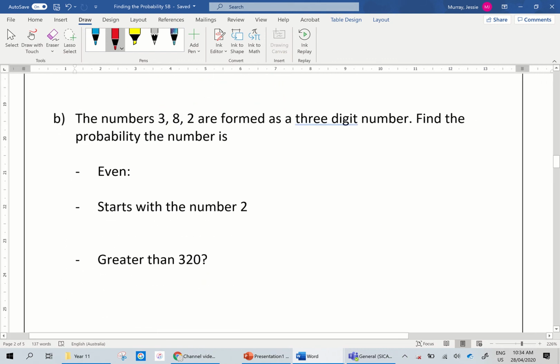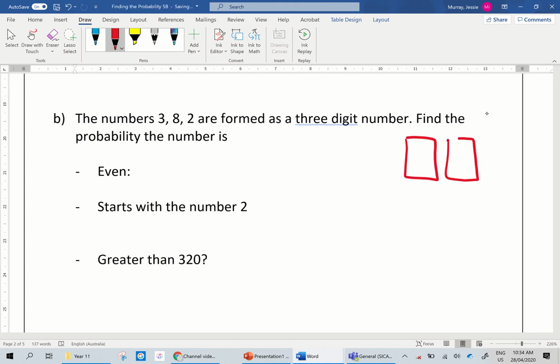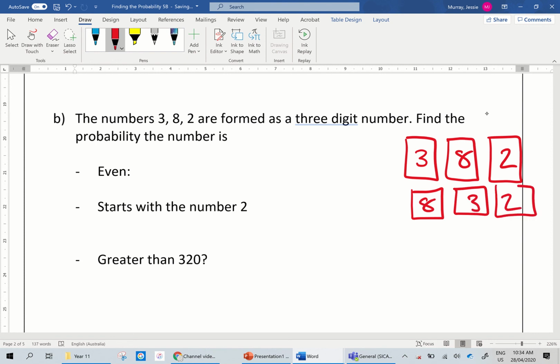The next one, the numbers 3, now this has nothing to do with the card question, okay, this is separate. The numbers 3, 8 and 2 are formed as a 3-digit number. Find the probability that it's even. So let's think about that. Let's just say on a piece of paper there's a number 3, a number 8 and a number 2. Now these could be arranged in all different ways. I could have 8, 3, 2, for instance, etc. They want to know, find the probability the number is even.